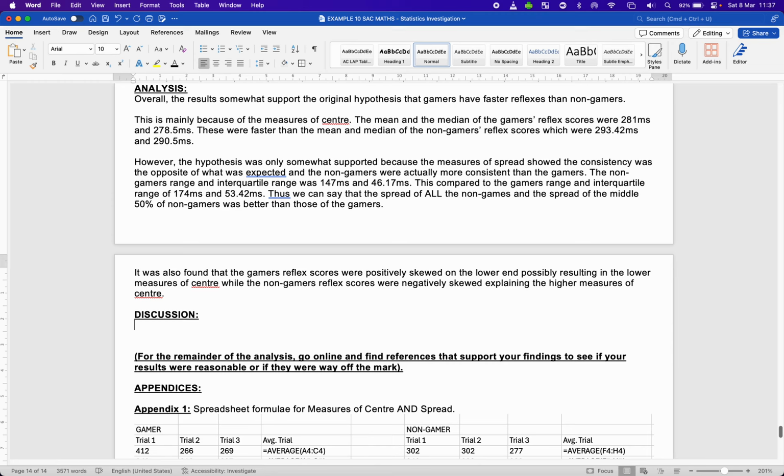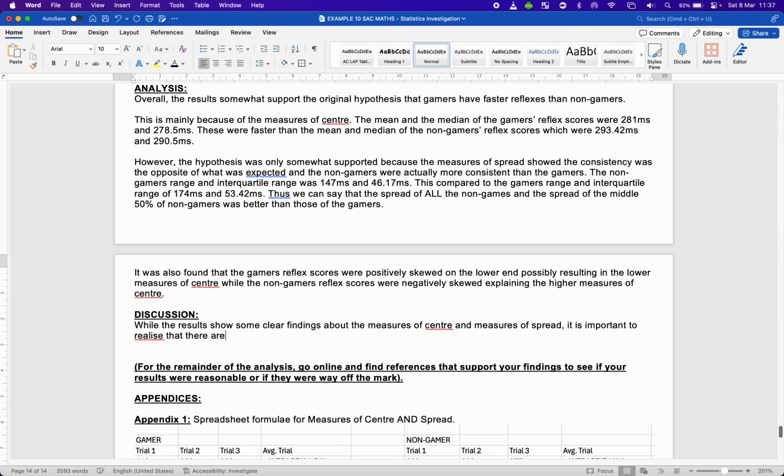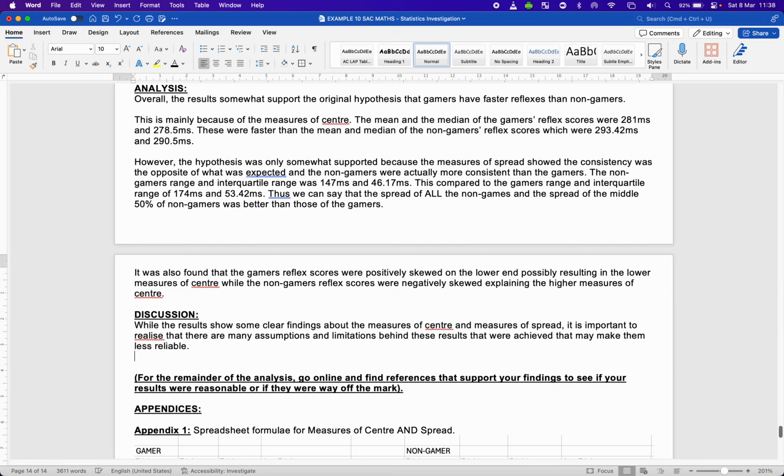firstly, we need to introduce the discussion. While the results show some clear findings about the measures of center and measures of spread, it is important to realize that there are many assumptions and limitations behind these results that may make them less reliable. So now we go into, let's do assumptions.